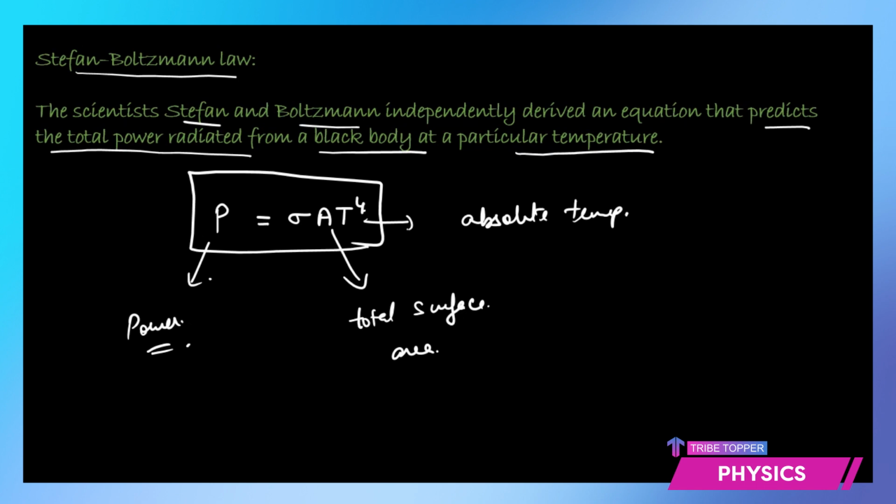So the Stefan-Boltzmann law says that the power radiated from a black body at a particular temperature is equal to sigma A T to the power of 4. A is the surface area, T is the temperature, and sigma is known as the Stefan-Boltzmann constant. Its value you don't need to learn. It should be given in your data booklet. But this is known as the Stefan-Boltzmann constant.